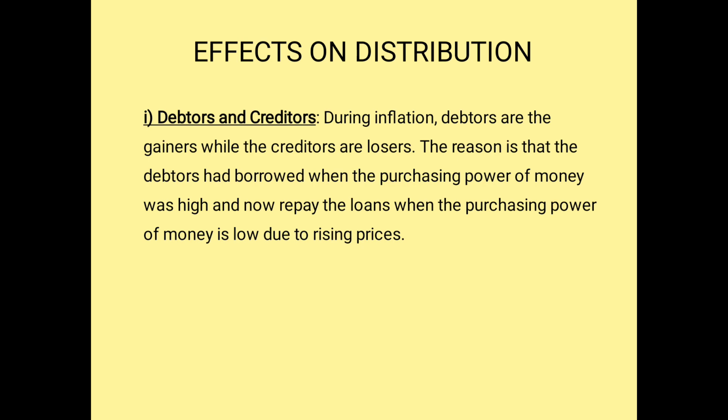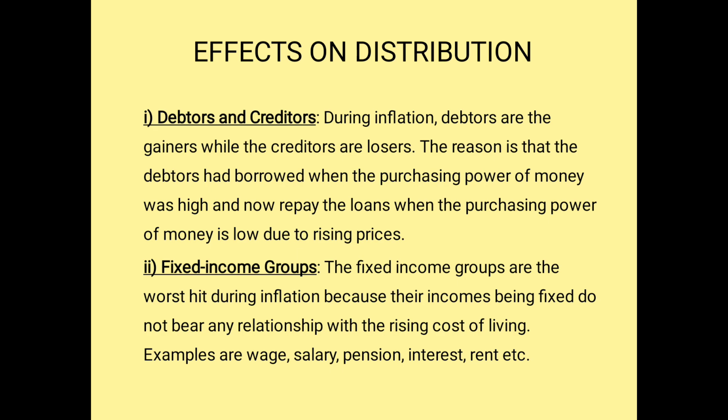They borrowed when the purchasing power of money was high. And now, at the repayment of loans, what happens? The purchasing power of money is low due to rising prices. Now how about the fixed income group? Usually during inflation, it is the fixed income group who are very badly affected, because those people have to pay interest, rent, and the cost of living becomes very high. So naturally the fixed income groups are affected worst because of inflation.